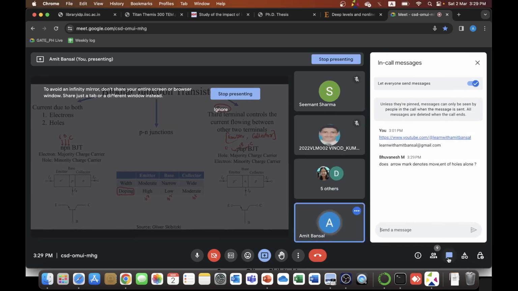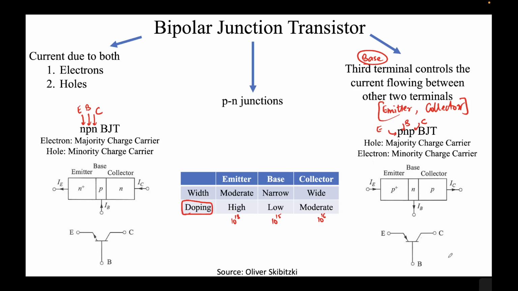There is a doubt by Bhuvnesh. Does the arrow mark denote movement of holes alone? No. So essentially, what I'm saying is, why this direction is being drawn: it essentially denotes the direction of your current. So just forget about that, let's talk PNP.